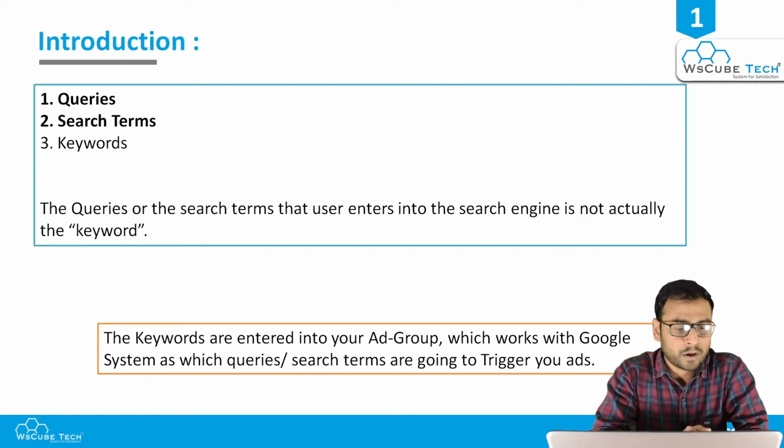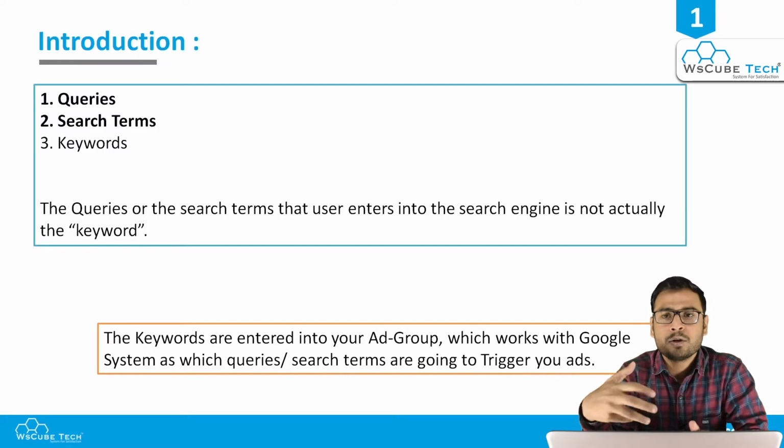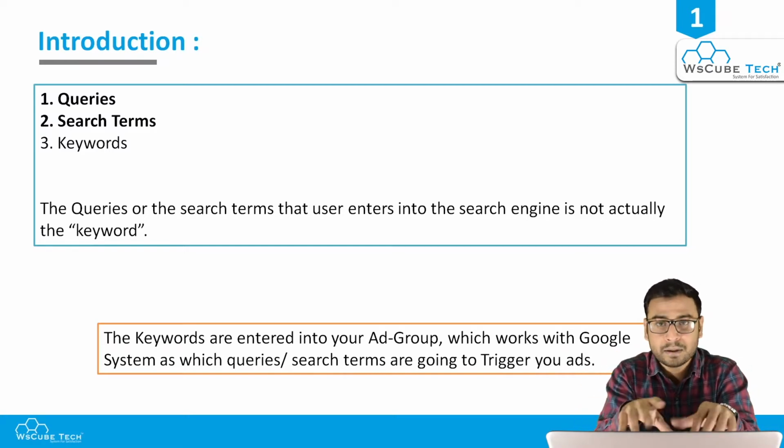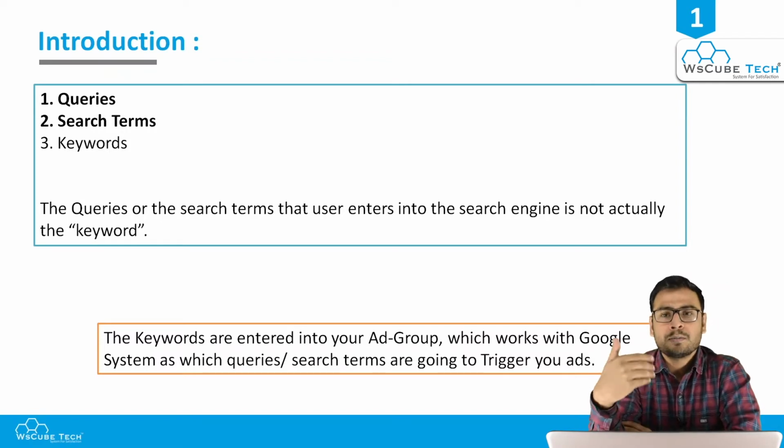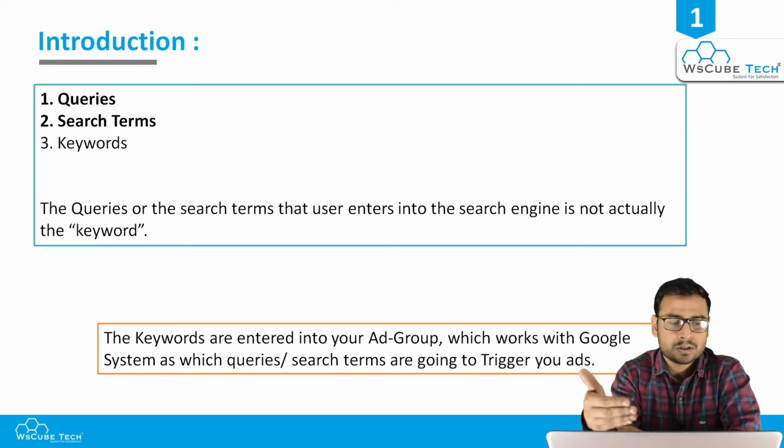First of all, we are going to understand the basic difference between queries, search terms and keywords. Many times people think that queries, search terms and keywords are the same thing. They say that whenever a user comes onto Google search and types something, it is the keyword. No guys, it is not the keyword. Whatever the user is typing in the search engine is its query, right? It's the query of the user, which we can also call a search term, what the user is actually searching. Many times when users come to a search engine they are looking for solutions, so they make a query, they never enter any keyword, right?